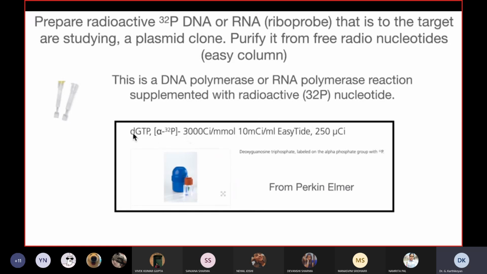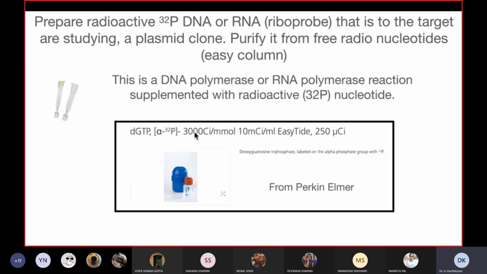So, for example, you would buy deoxyGTP, guanosine triphosphate, and it says alpha P32. So the alpha P32 would be the first phosphate from the triphosphate. That's the one that's closest to the guanine, right?